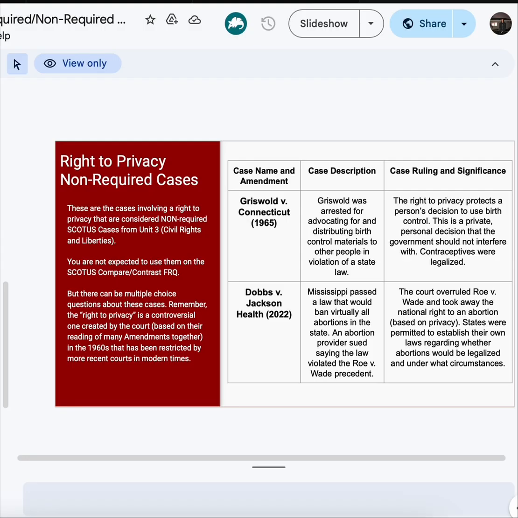The holding: the Constitution protects a right to privacy in personal decisions. Government cannot interfere with married couples' decisions about birth control. Connecticut's law banning contraceptives was unconstitutional. It also established the concept of an implied right to privacy, and it became the foundation for later privacy-related cases as well.